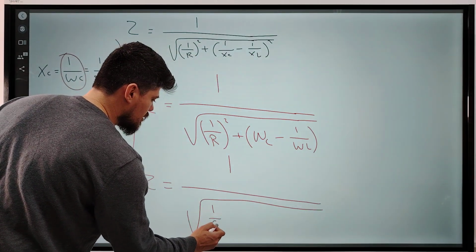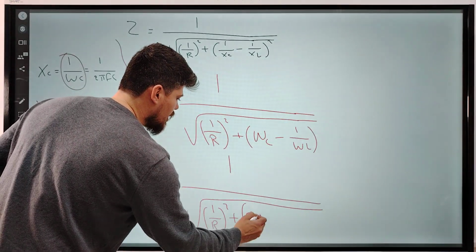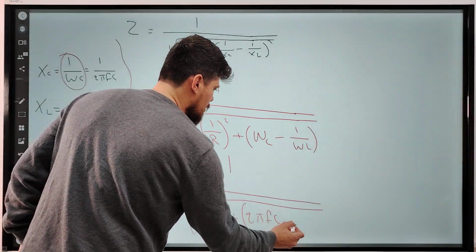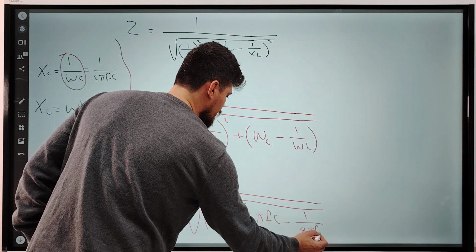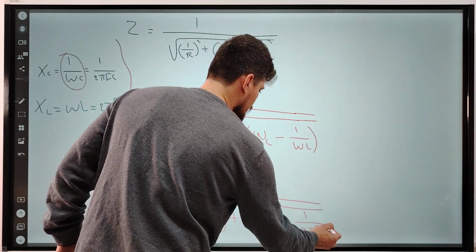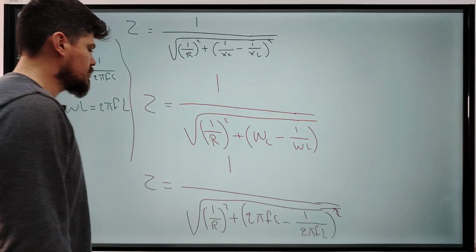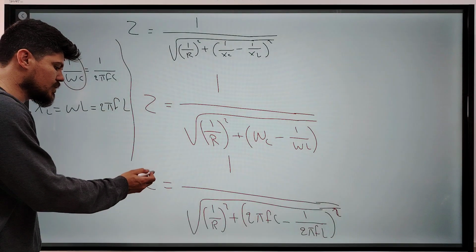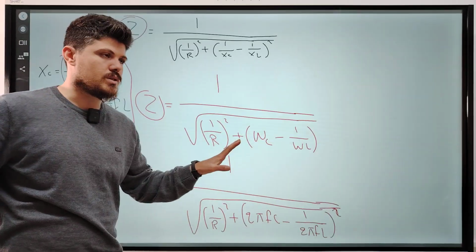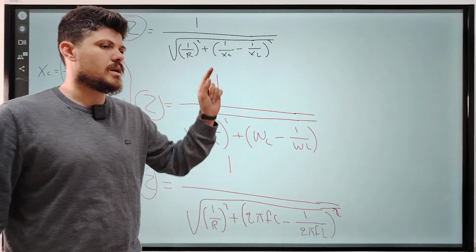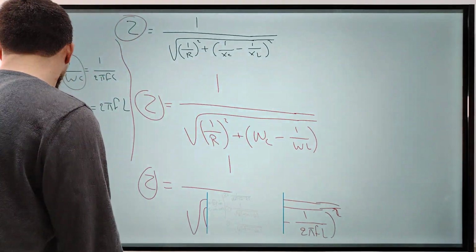1 over R squared plus 2 pi FC minus 1 over 2 pi L squared. Okay, so all are correct to find the total impedance in a parallel connection. It depends on the question. For example, if XC and XL are given directly, you can find Z by using this equation.